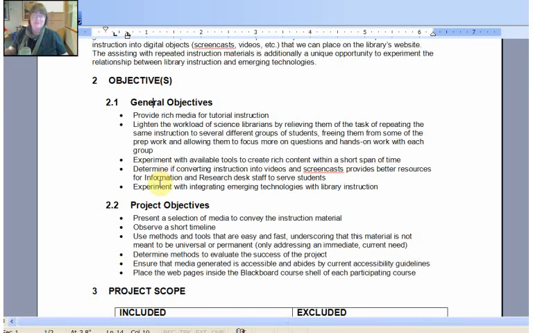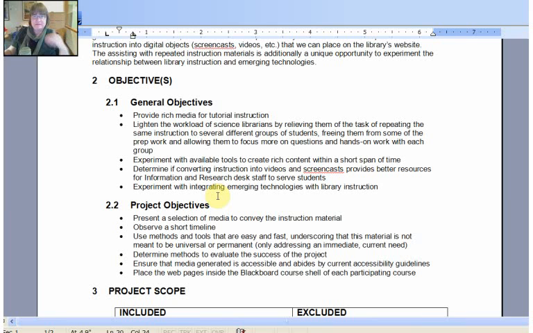Project objectives are internal. So what are we going to do as part of this project? The objectives we have to keep the scope of this in control is often one way. So in that case, I'm saying things like use methods and tools that are easy and fast. So you see the difference between an objective for the project versus the general objective of the project. See what I mean? Internal workings objectives versus what the project will accomplish objectives. So again, you might start out with 1 or 2, and this will grow.